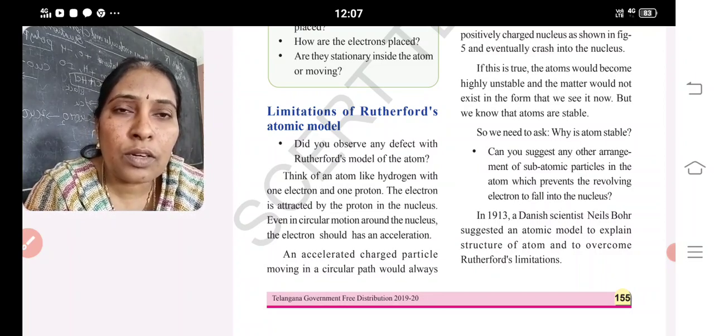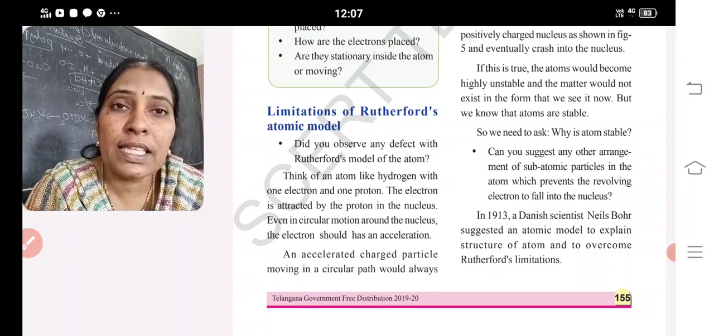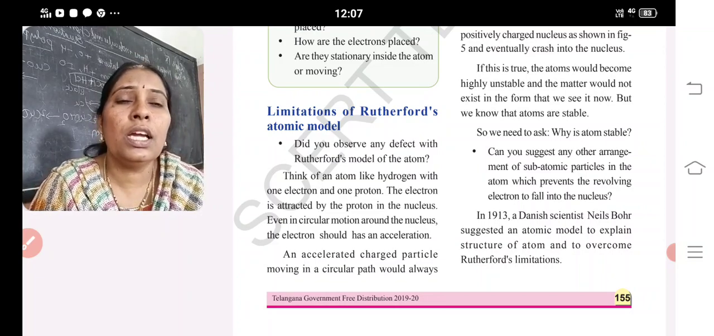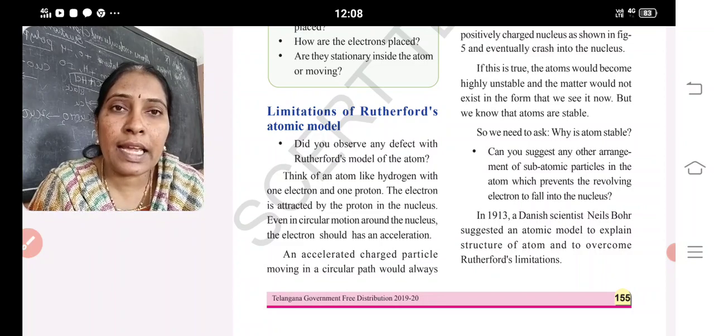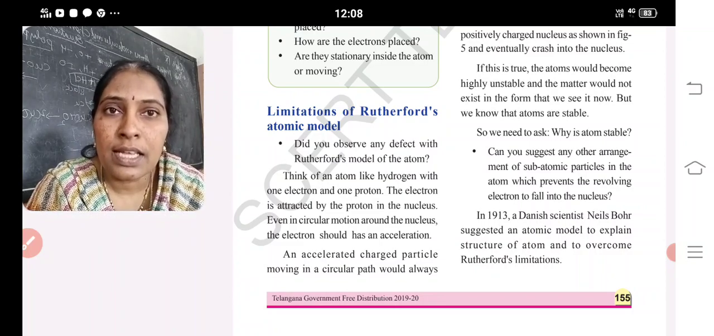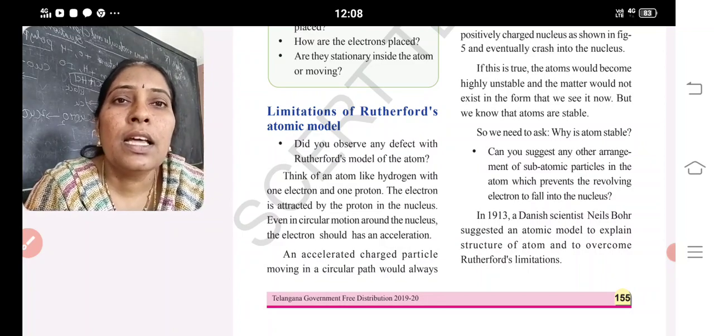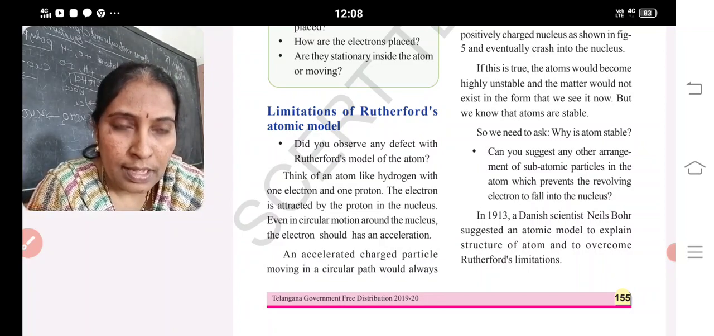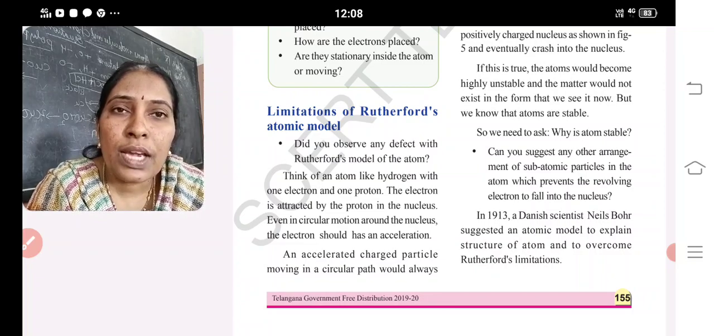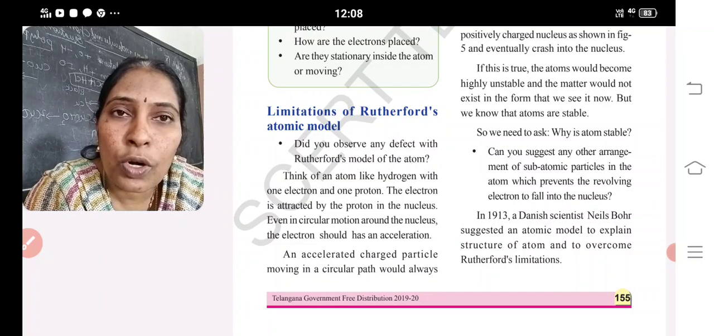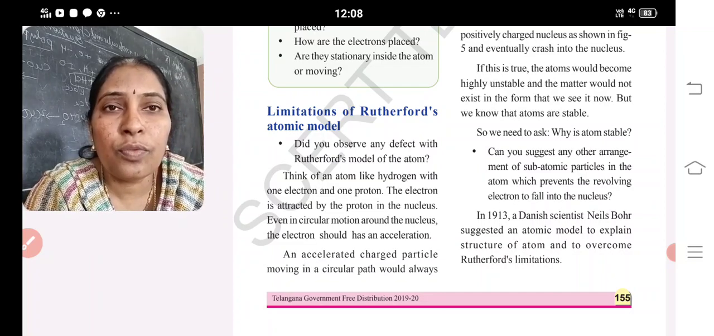So after that, another question arises: where should we place the electron? Maybe the electron is revolving around the nucleus, just like planets revolve around the sun. So his model is also known as the planetary model. See children, today we are discussing two models, that is the Thomson model as well as the Rutherford model.